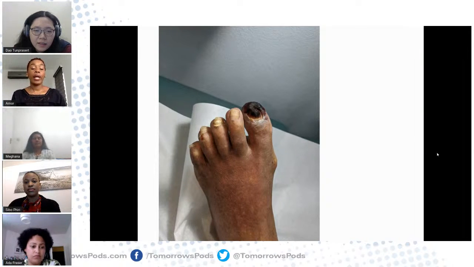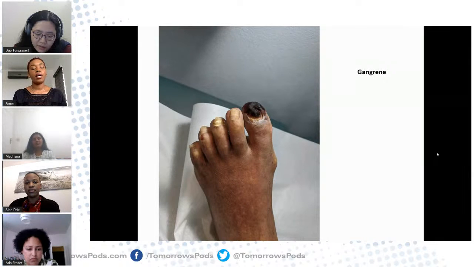On the island, we don't have a great vascular team. We only have one cardiovascular surgeon here. So endovascular surgery is not something that is routinely done in Barbados. So when you have advanced arterial insufficiency, there are not many options that you have.